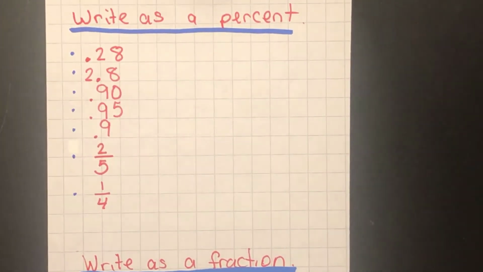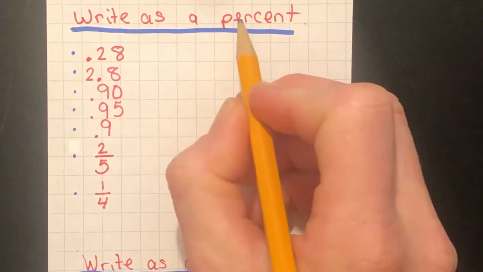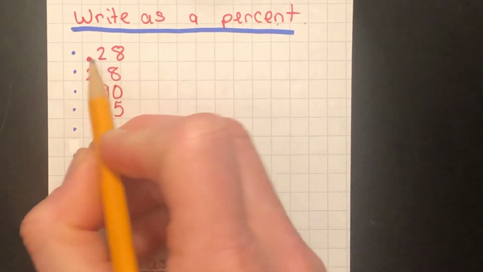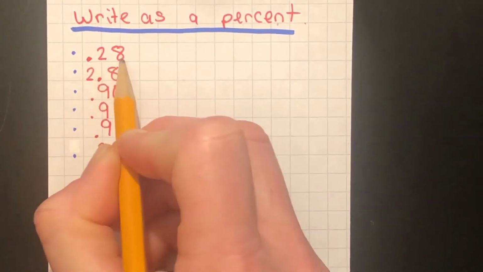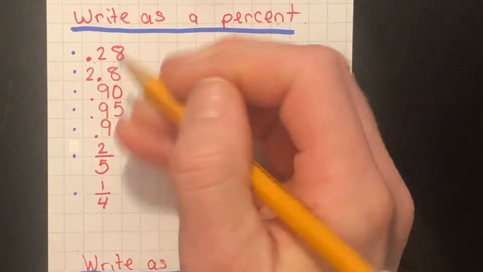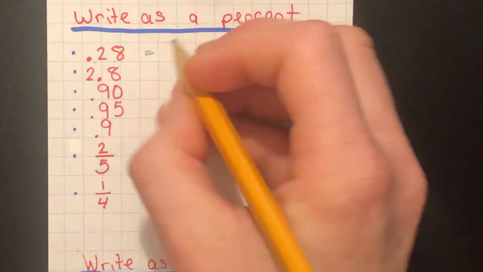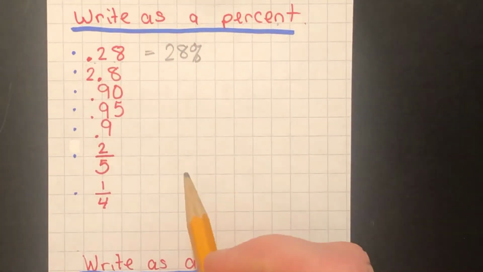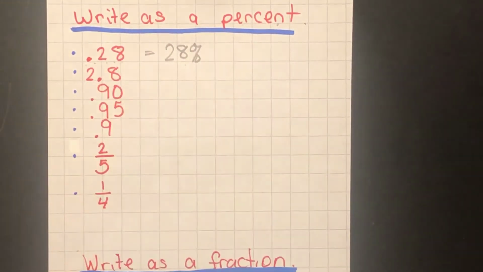We will write each of these as a percent. Percent means per 100. This is read as 28 hundredths. That's the value of it. 28 hundredths is easily 28 per 100. 28 per 100, 28 per 100. That's what they both mean.